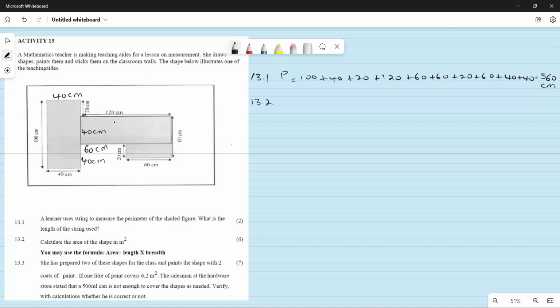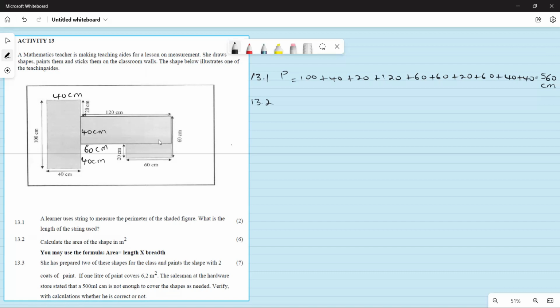And moving on to 13.2, they said we should calculate the area of the shape in meters squared. And you'll realize that the dimensions given on this diagram are all in centimeters. Someone may choose to convert them first, or someone may choose to convert them at the end, but I choose to convert at the end because I find it to be easier and time saving.